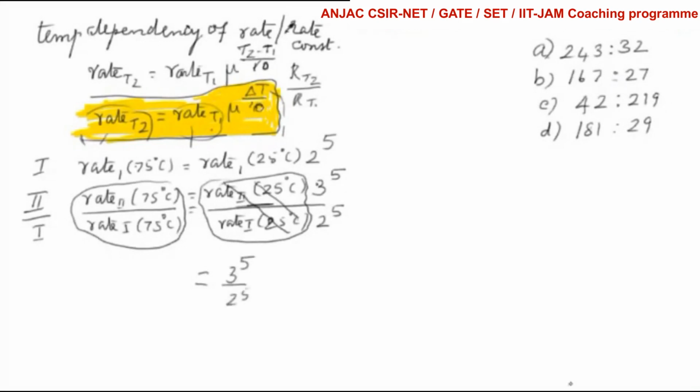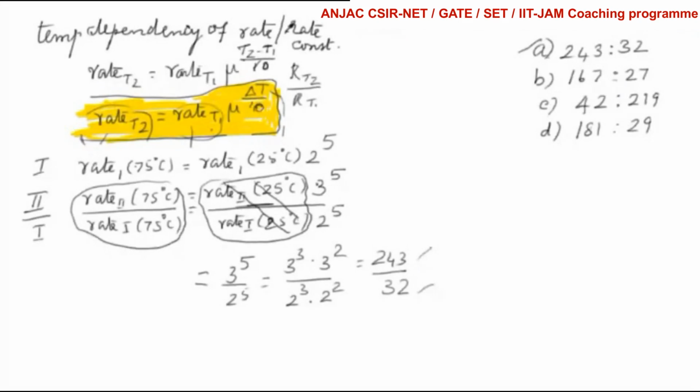3 power 5 you can easily find out: 3 power 3 into 3 power 2, that is 27 into 9, that is equal to 243. 2 power 5 can be written as 2 power 3 into 2 power 2. 2 power 3 is nothing but 8, 2 power 2 is equal to 4, therefore 32. The ratio is 243 for the second reaction to 32 for the first reaction. This is present in option A. This is the answer A.